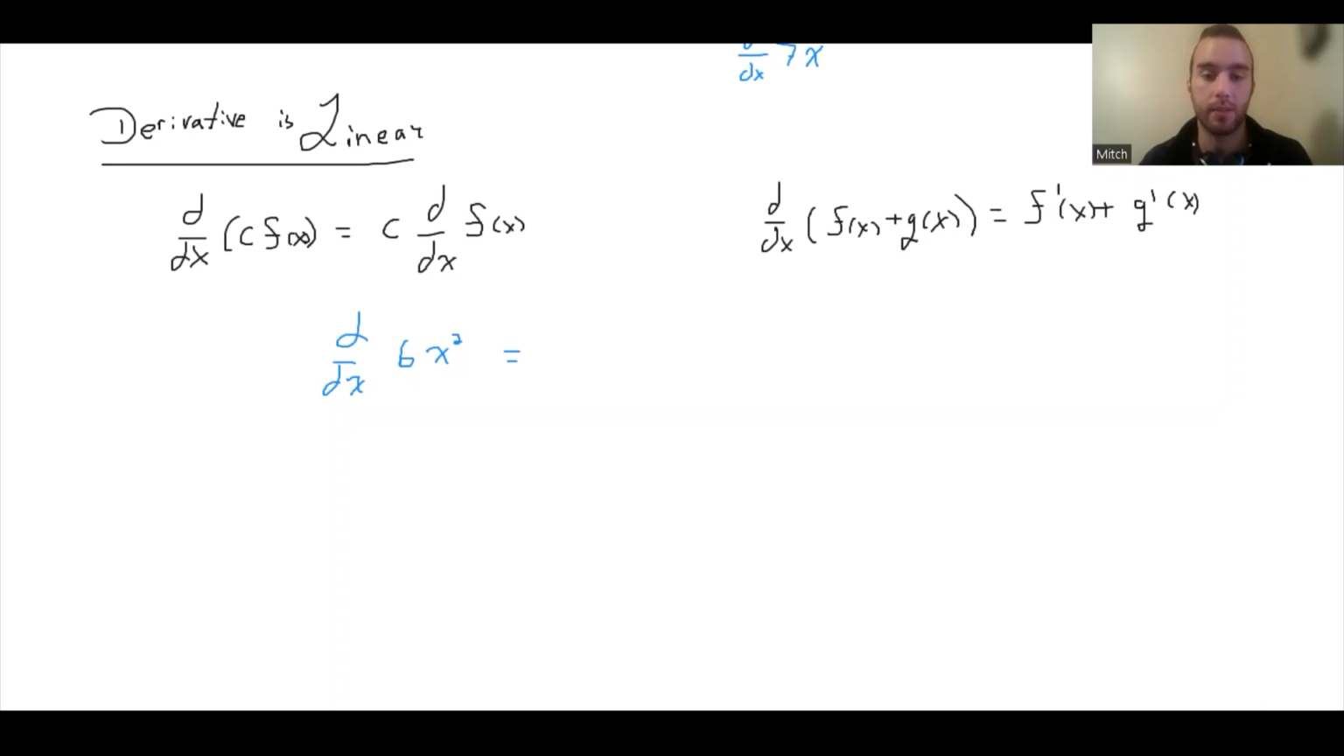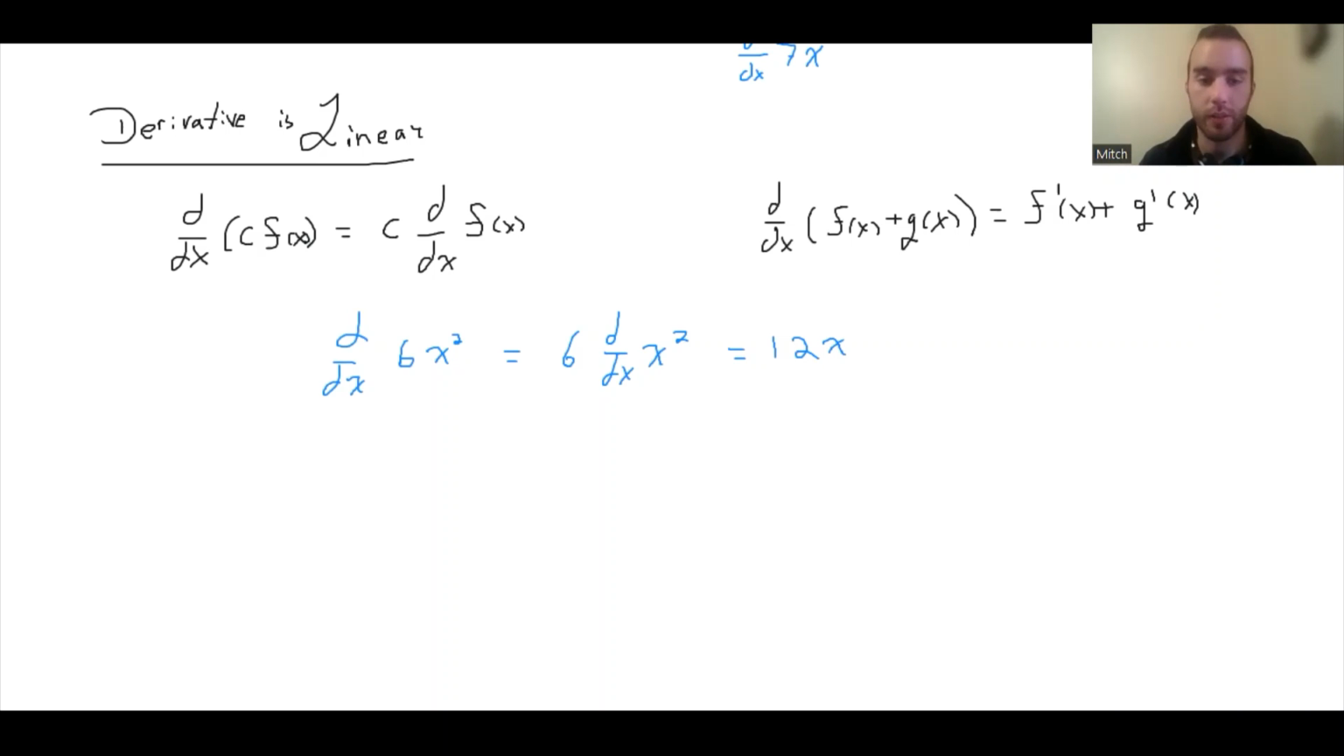So we have 6 d by dx of x squared. Now we simply apply what that last rule was. So we knock that 2 down, but since there's already a 6 in front, it just gets multiplied by 2. That gives us 12x, right? Because the exponent goes down by 1.